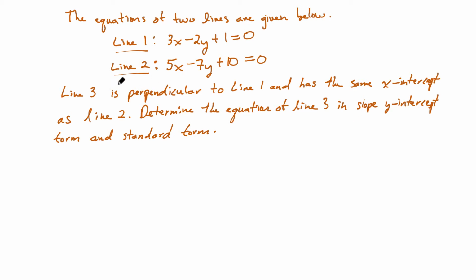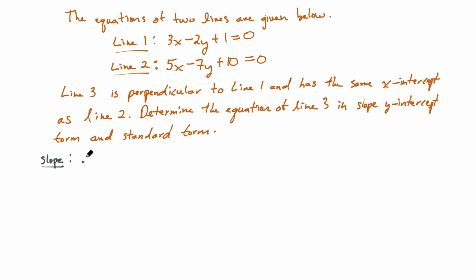Well, if we go back to the information that we're given in the question, we know the equation of line 1, and we know that line 3 is perpendicular to line 1. So if I determine the slope of line 1, I know that the slope of line 3 is the negative reciprocal of the slope of line 1, and that's because the two lines are perpendicular. So let's start off this question by figuring out what the slope is.